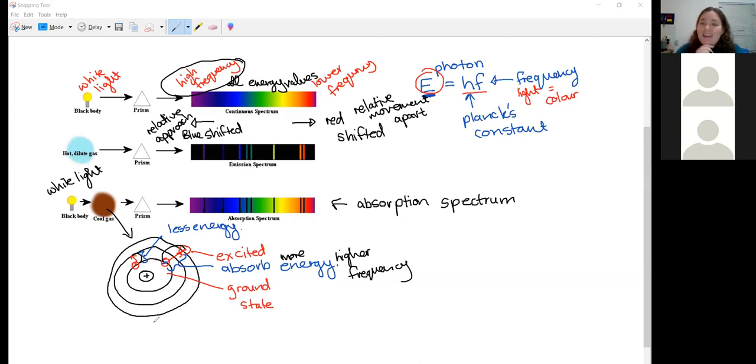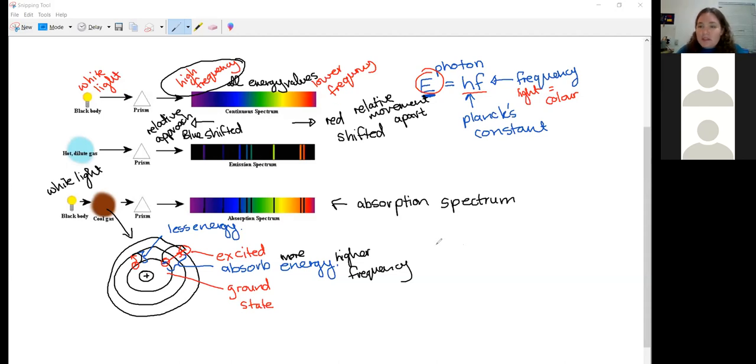So, ma'am, the lines on the absorption spectrum, are those fixed lines or do they differ for every... Every element will have a different number of lines. There'll be different spaces, depending on the actual energies of those electrons, from where they are in the ground state to where they're going to.